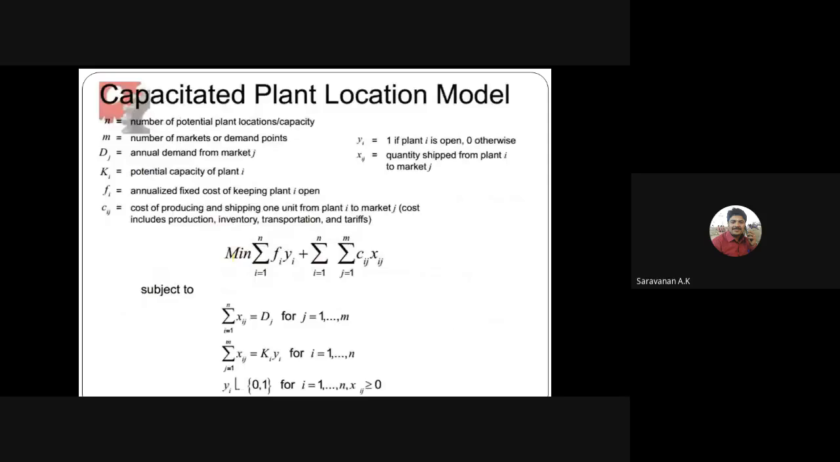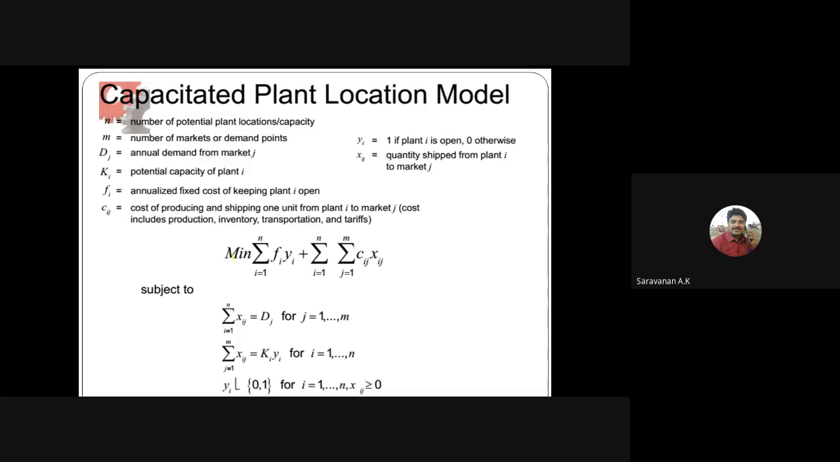Then here we have a model, the capacitated plant location model. It is one of the network optimization models. See the capacitated plant location model. In this model, we need some inputs, and we need some decision variables.